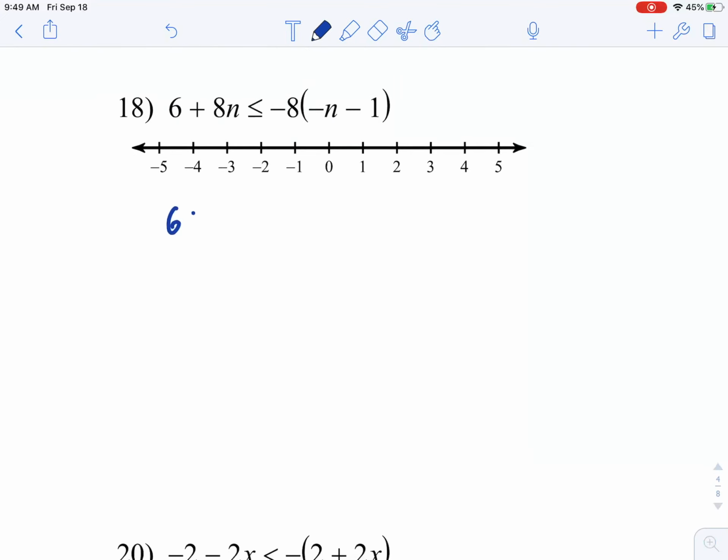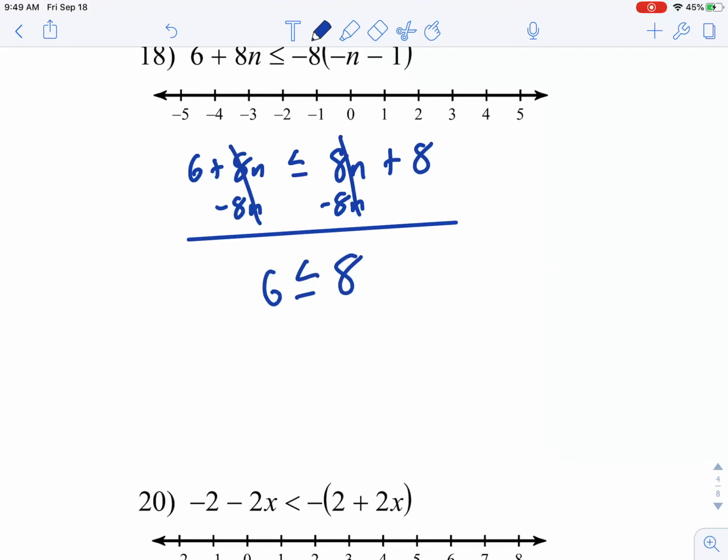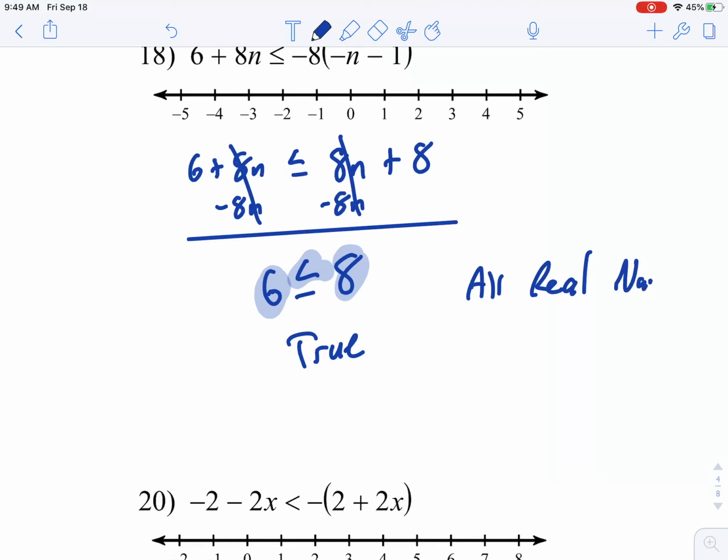Number 18, 6 plus 8n less than or equal to, distribute negative 8 times negative n is positive 8n, negative 8 times negative 1 is plus 8. I'm going to subtract 8n on each side to get the variables combined. And that cancels out. 6 is less than or equal to 8. Is 6 less than 8? Yes, it is. Does it equal 8? No, but that's okay. As long as one of those things is true, this is a true statement. True automatically means all real numbers.